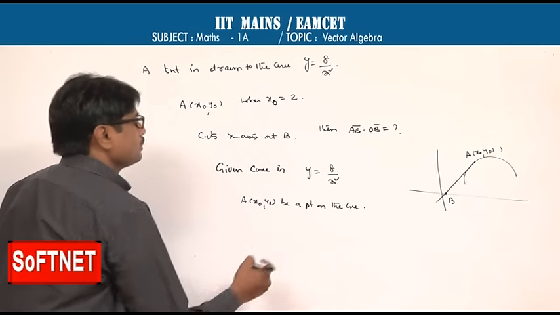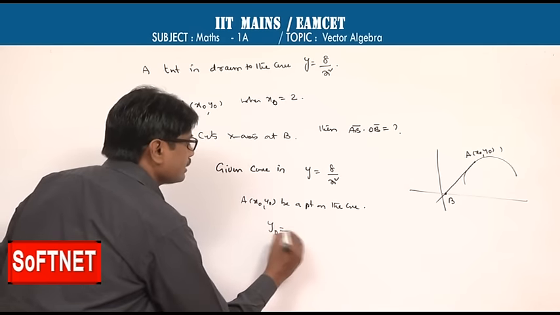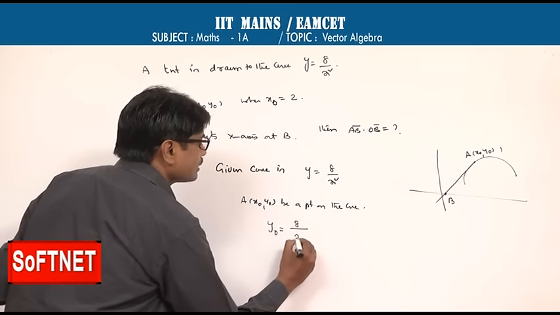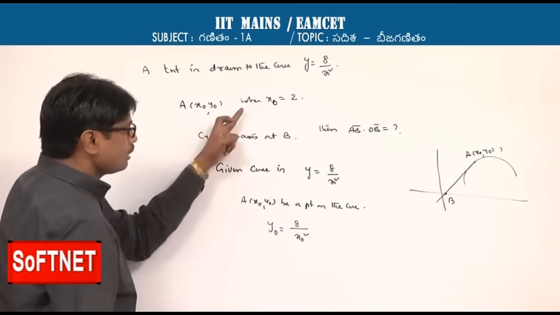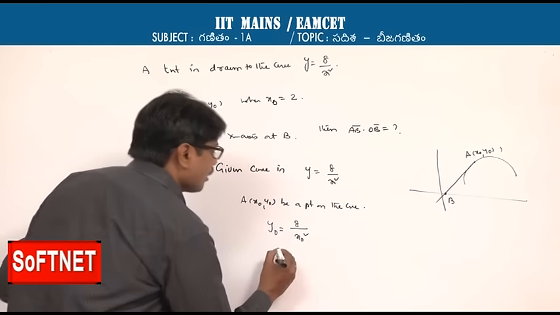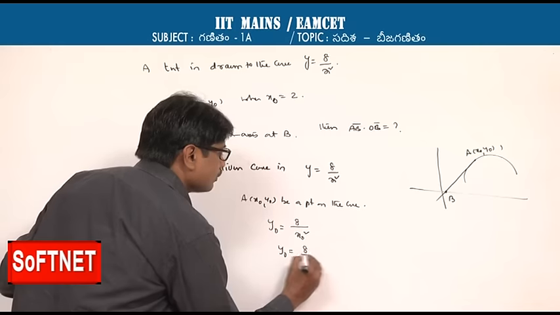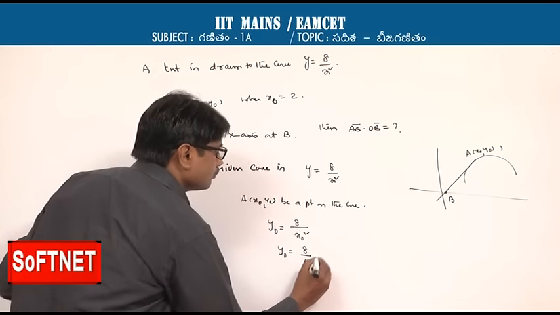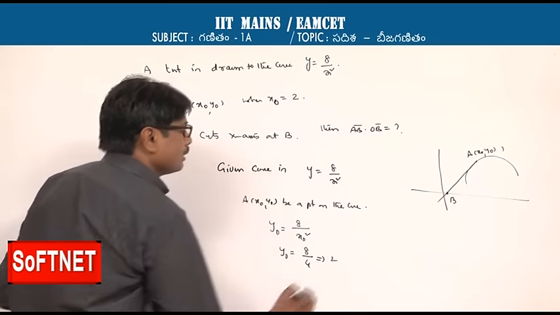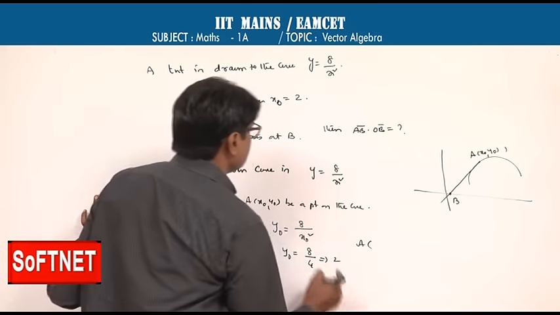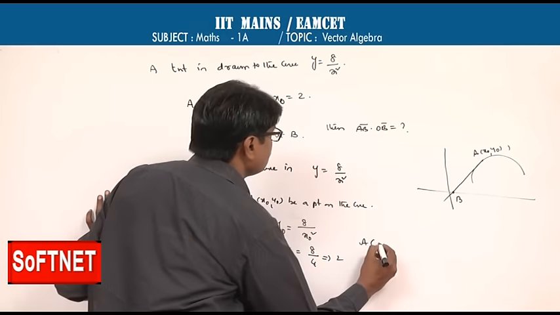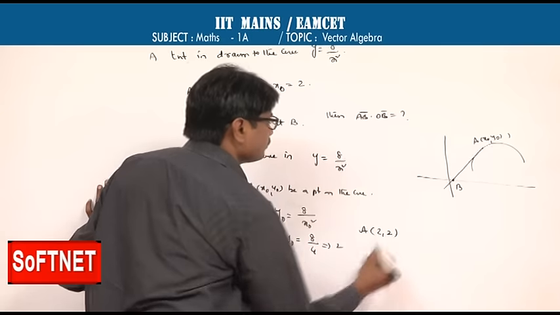Substitute in this curve. That means y0 is equal to 8 by x0 square. x0 is given as 2, so on substituting, y0 is equal to 8 by 4, that is y0 is 2. Therefore the point A is (x0, y0) equal to (2, 2).